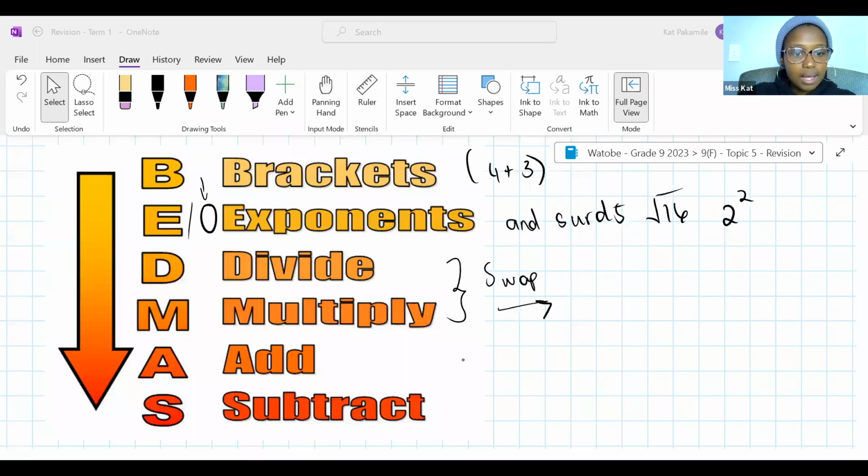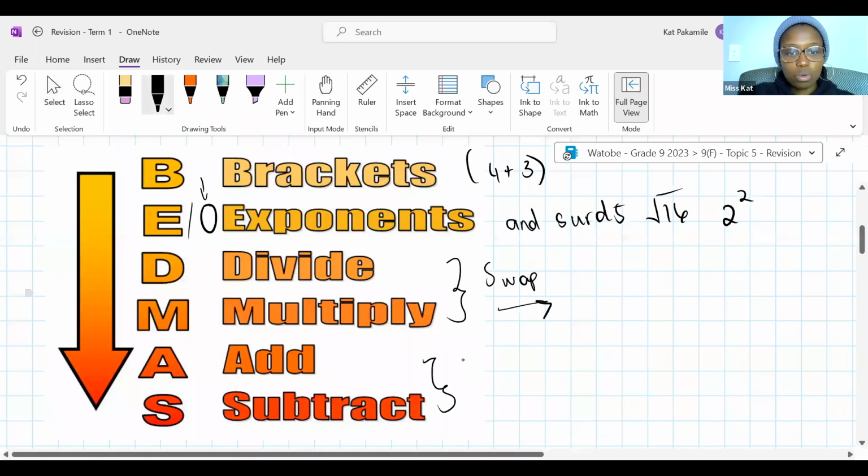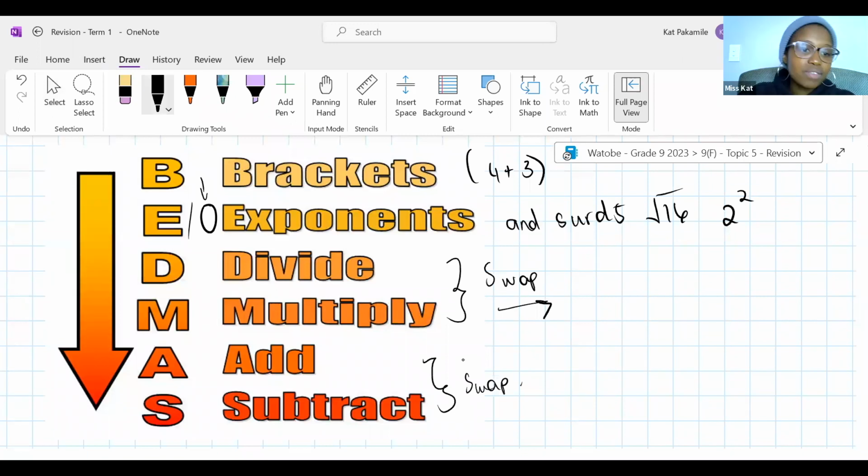Similarly, add and subtract can be swapped around. So you can first add or you can first subtract. If you have a sum that only contains addition and subtraction, then they are interchangeable. Okay. You're welcome, guys.